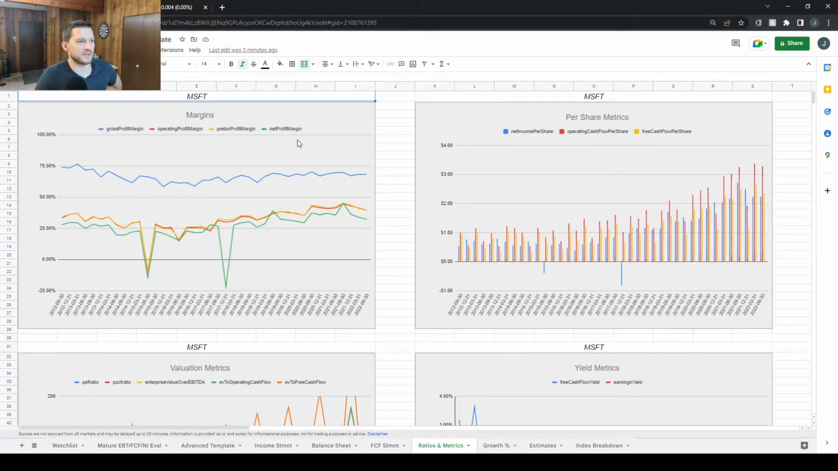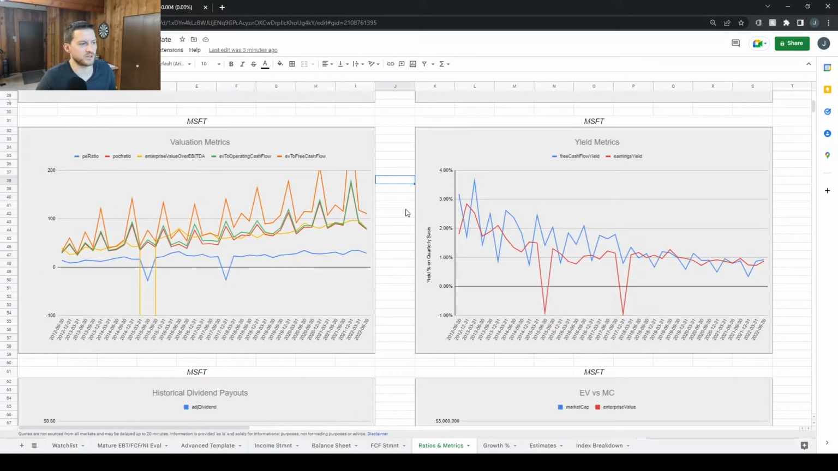All right, so here we can see the margins over the last 10 years. We saw a decrease in margins for a little bit, and then we've had margin expansion over the last 5 years, going along with that software as a service recurring revenue model for a lot of their products, as well as the establishment of Microsoft Azure and growing that segment of the business. Per share metrics, we can see nice growth in net income per share, operating cash flow per share, and free cash flow per share. So solid there.